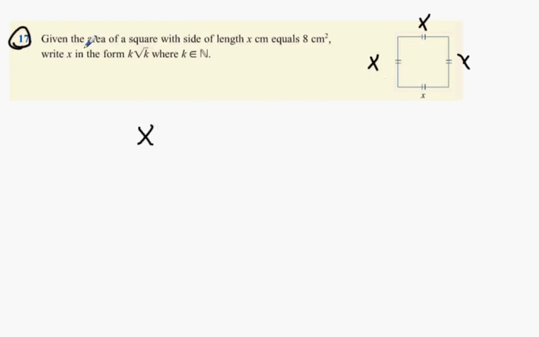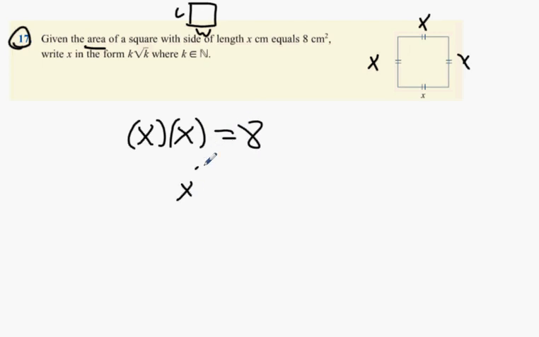Now, what is the keyword? Area. What is the area of a square? No, that's the perimeter. Length multiplied by width. Everybody see that? What is the length? What's the width? So it's x multiplied by x equals 8. x squared equals 8.